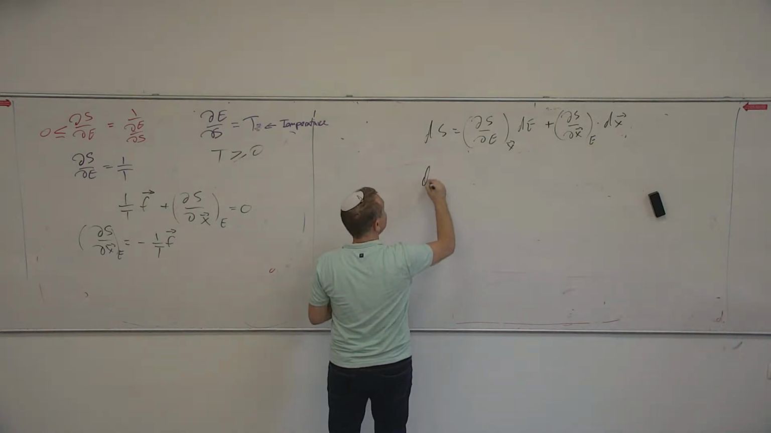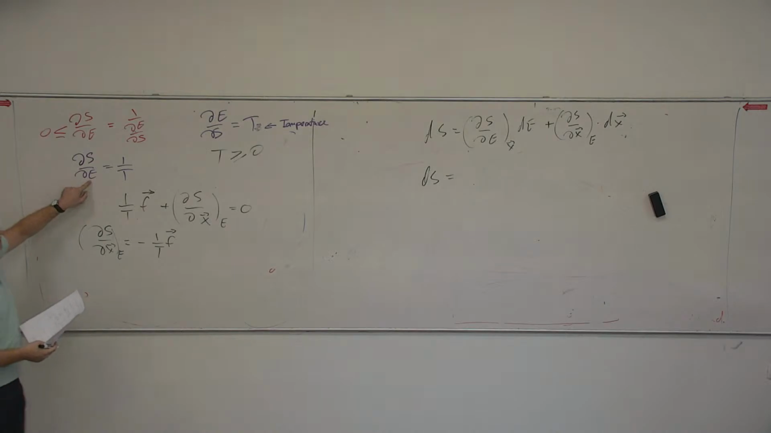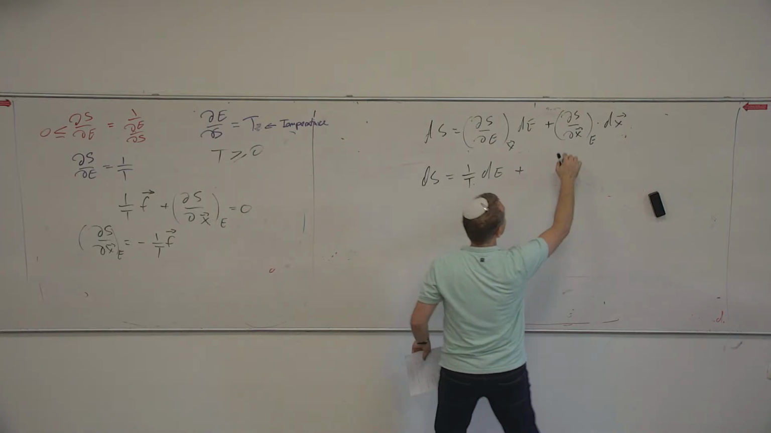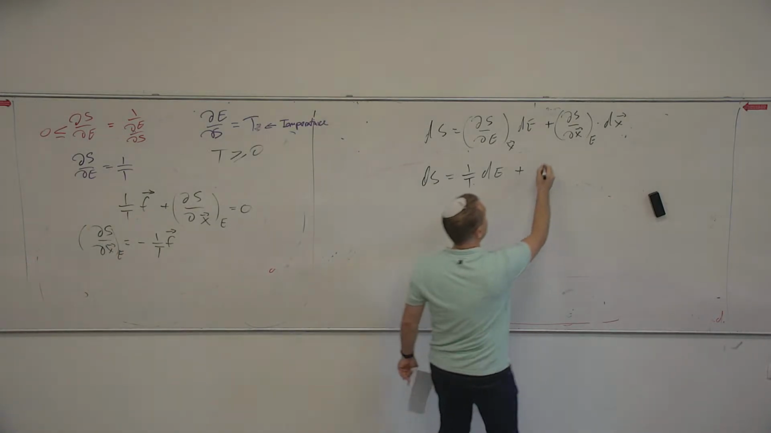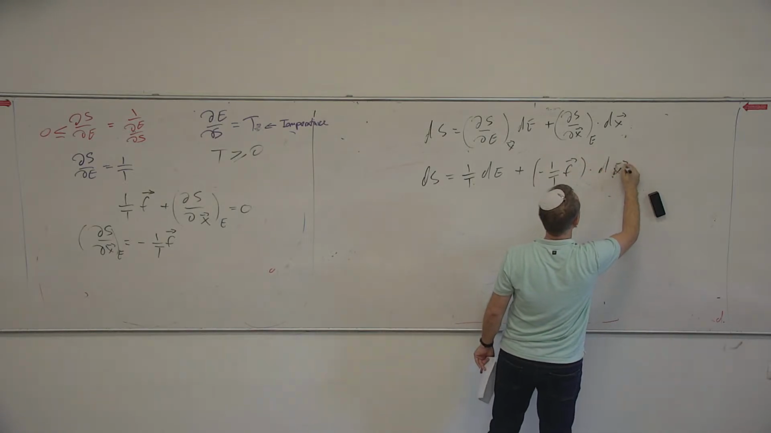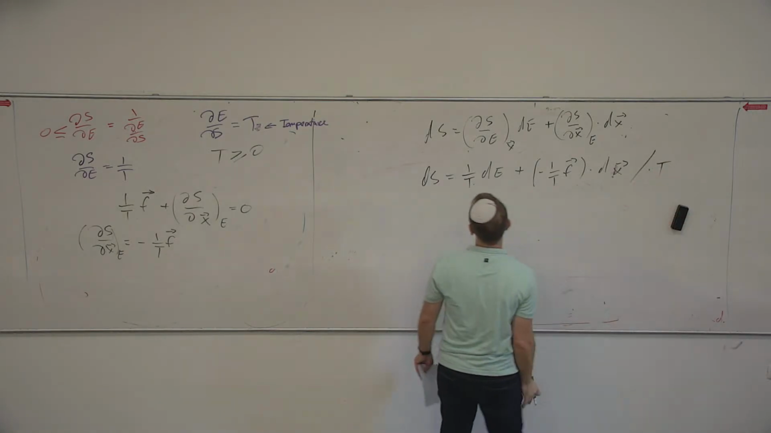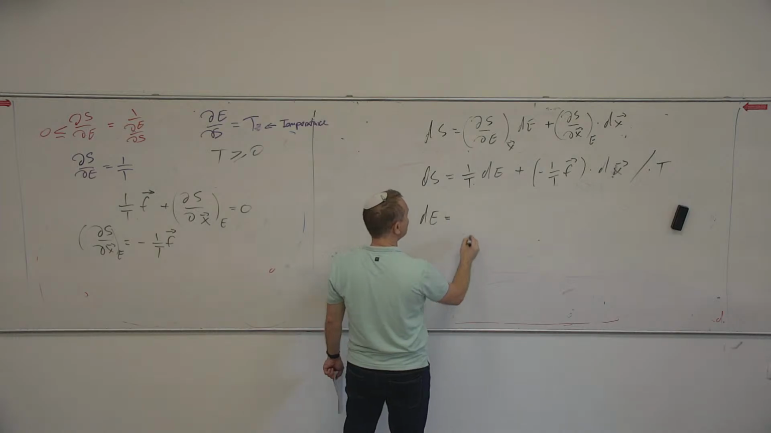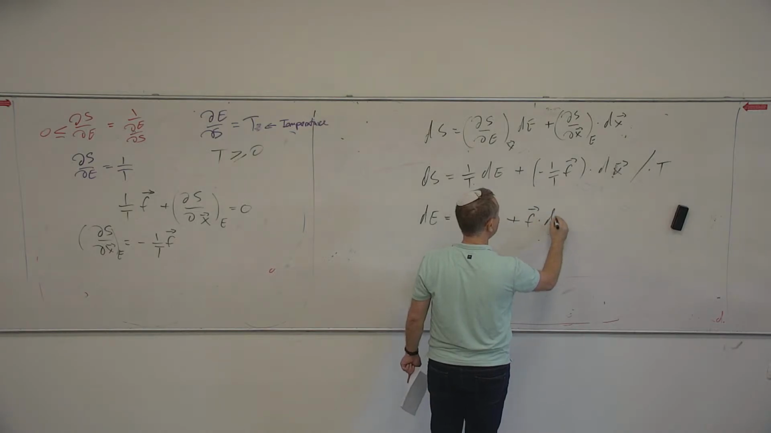So what do we have? ds stays ds. ds/dE is 1 over T, so 1 over T dE, plus, what is ds/dx? It is minus 1 over T f. Minus 1 over T f dot dx. I multiply everything by T, and I transfer this part to the left-hand side, and I obtain that dE equals T ds plus f dot dx.